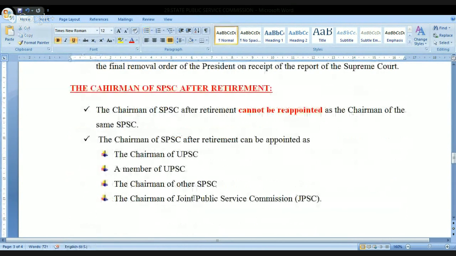But what will the chairman of the SPSC do after retirement? Look at this. Yesterday I was using one particular point. In the UPSC, neither the chairman nor the members are eligible for reappointment. I told you the meaning of reappointment. In a similar manner, the chairman or a member of the State Public Service Commission is not eligible for reappointment. Let me repeat for the sake of your better understanding.